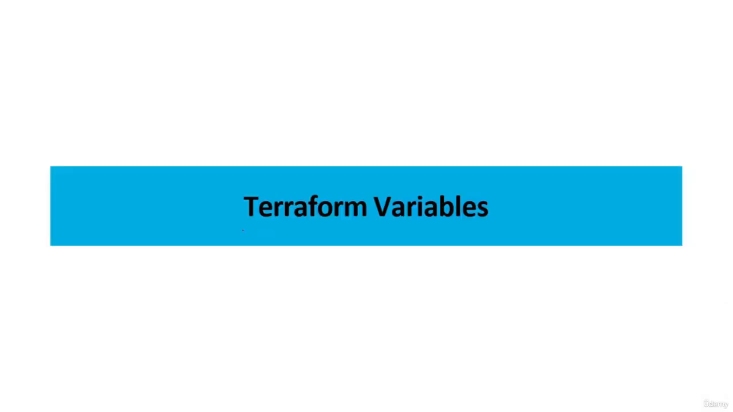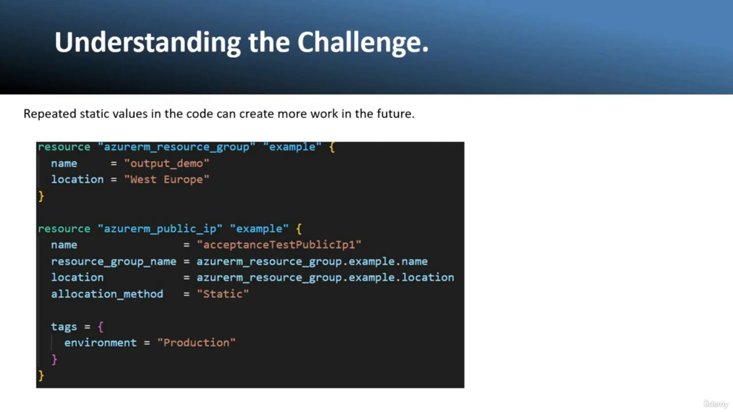Hi everyone, in this video we are going to discuss Terraform variables. Firstly, we need to understand the challenge. Repeated static values in the code can create more work in the future. In the last demo, we created two resources. The first is our resource group, and the second is our public IP address.